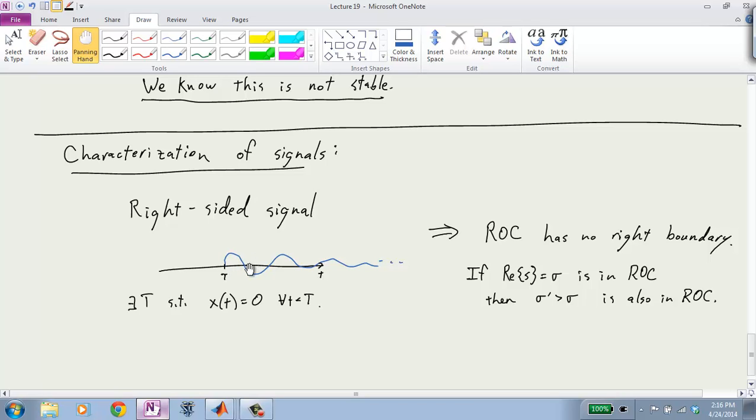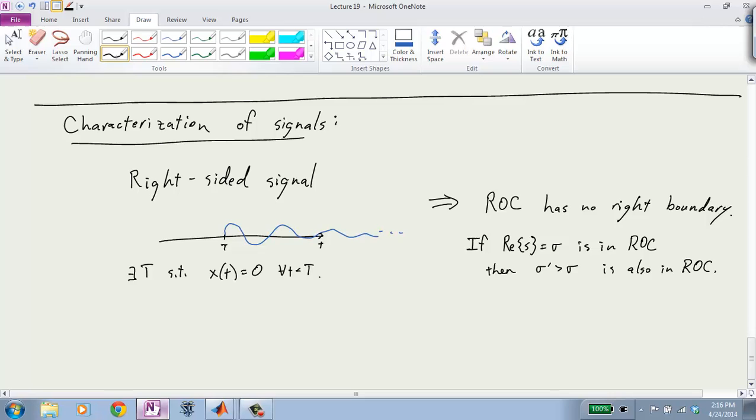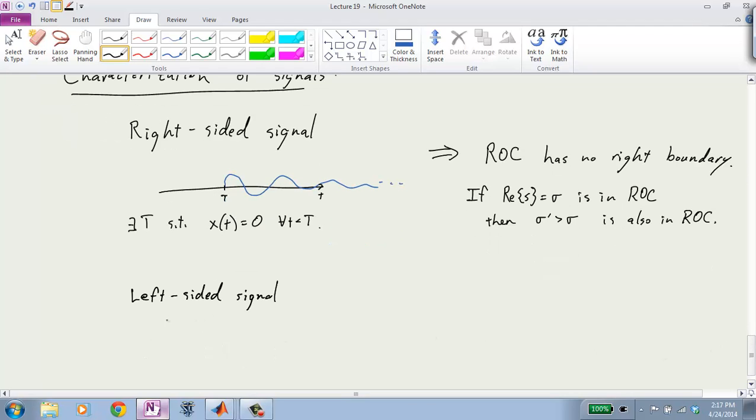Okay, and of course then we have the opposite, left-sided signal, which has the opposite definition, which is that there exists some t such that x of t equals 0 for all t greater than that value, right? This then has no left boundary. Okay, and then we've got a couple more.